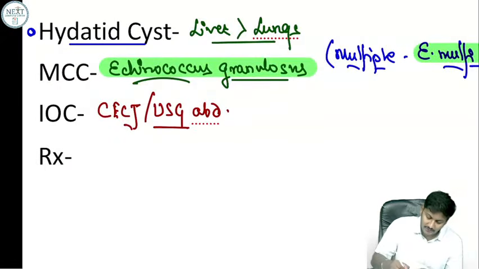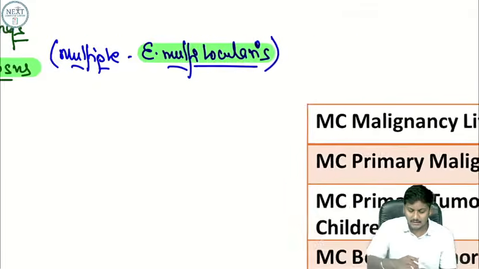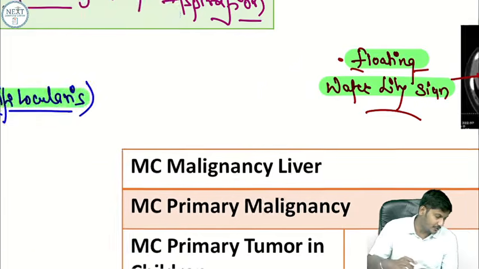If they ask you, definitely, remember Gherbe's was the earlier classification, and the name was asked in the FMGE examination. And in NEET PG they have also asked which type of Gherbe's is floating water lily sign. Answer is type 2.